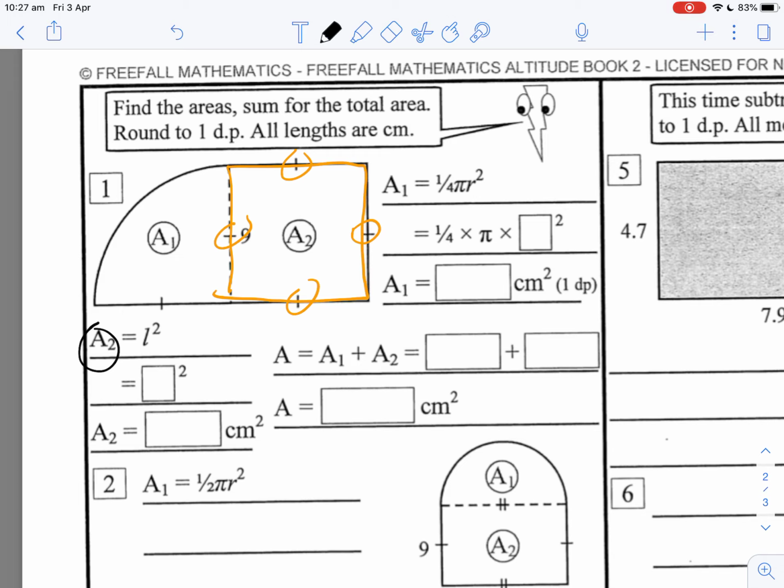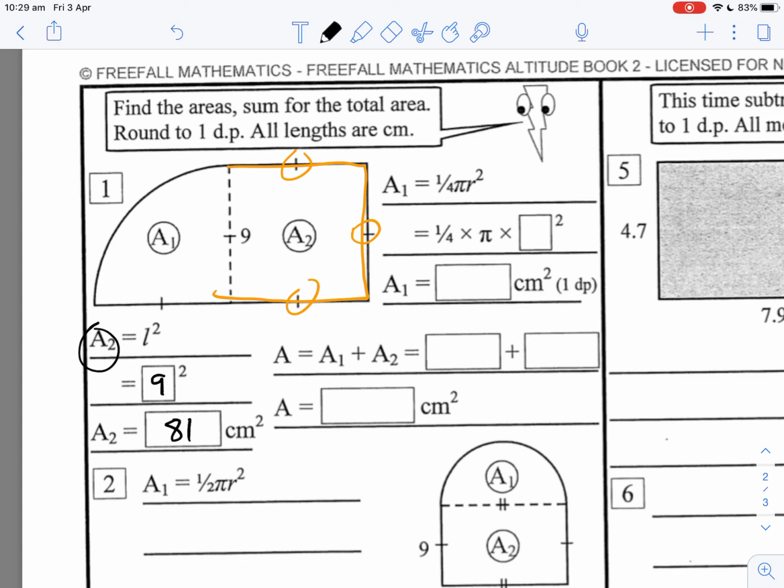Have they told me the length measurement? They did. I've just drawn all over it. So the length was 9. So in this case, it's going to be 9 squared. So 9 nines are 81. So we know that that one would be 81 centimetres squared.